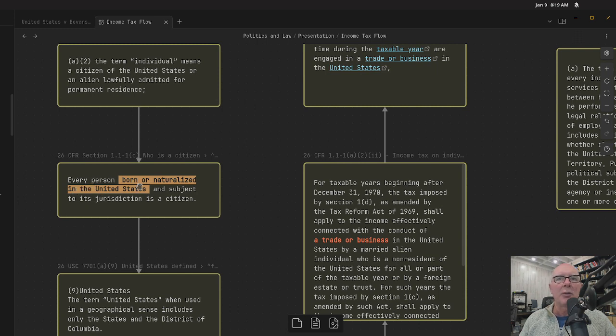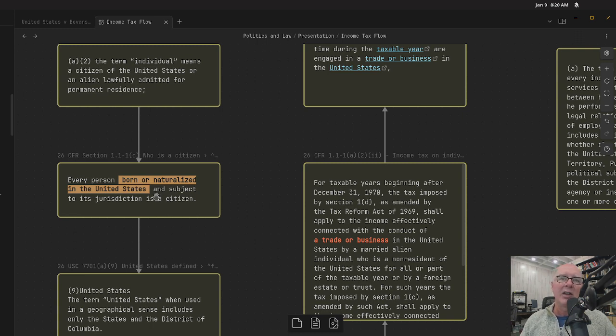So it says every person born or naturalized in the United States and subject to its jurisdiction is a citizen. So this sounds like anybody born in the country and subject to its jurisdiction. But here's the problem, and we've talked about this in earlier videos. There is no jurisdiction that covers the whole country. So making a blanket statement like that doesn't make any sense at all with respect to our country unless there's some higher game that we need to be aware of.